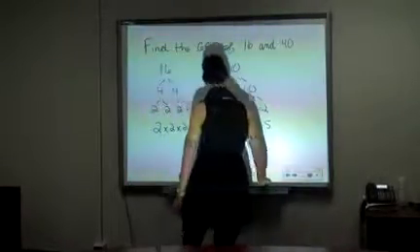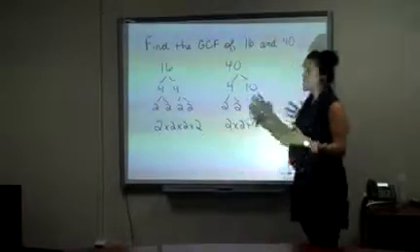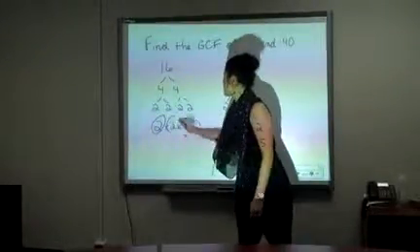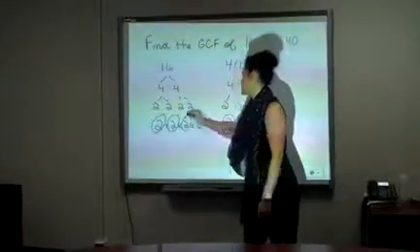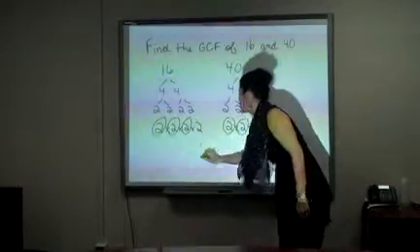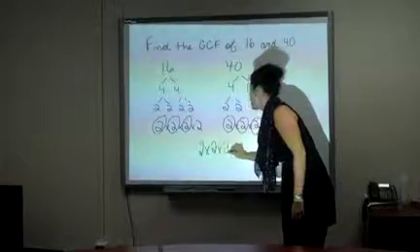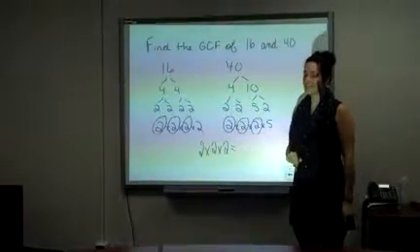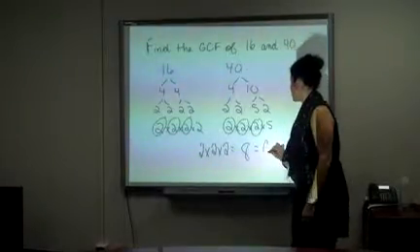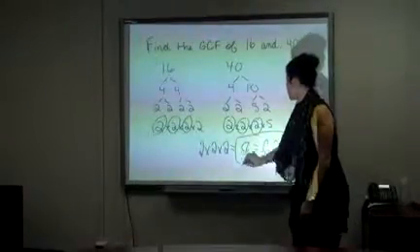Oh, this is a great example. So what do they both have in common? Well, they have a 2 in common. They actually have another one. They have another one. And then that's it. So what they have in common is 2 times 2 times 2. So the GCF would be 8, not 6. Do not make that mistake. All right? So the GCF would be 8.